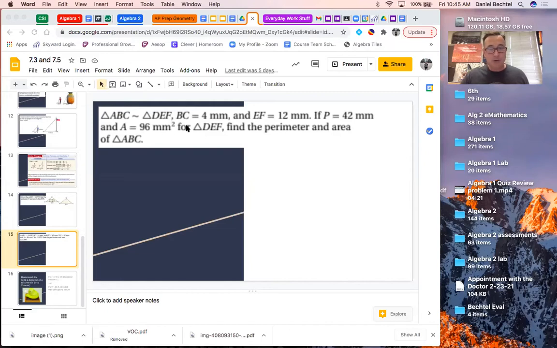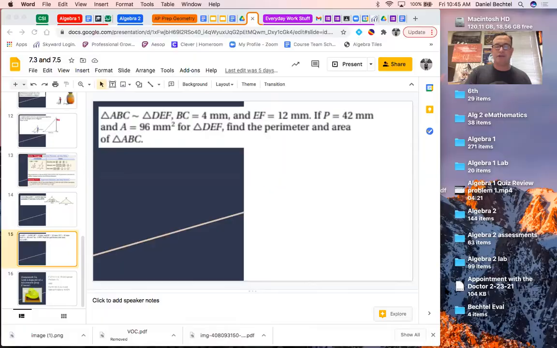So I know that the perimeter is 42. I know that the area is 96. And those are the perimeter and the area of DEF. Just make sure that you've got them labeled correctly, because sometimes it's hard to know what it is that you're looking for. And so what I'm going to do now is switch us back so you guys can see everything that I have done on the camera.